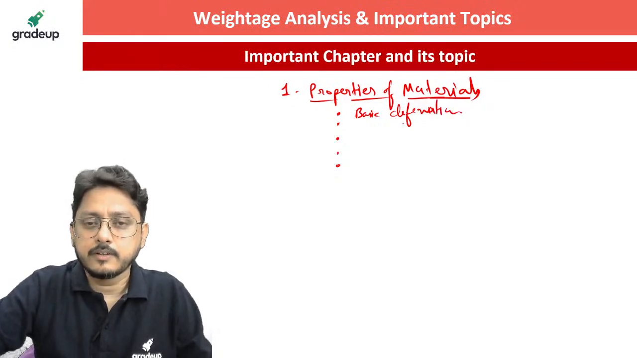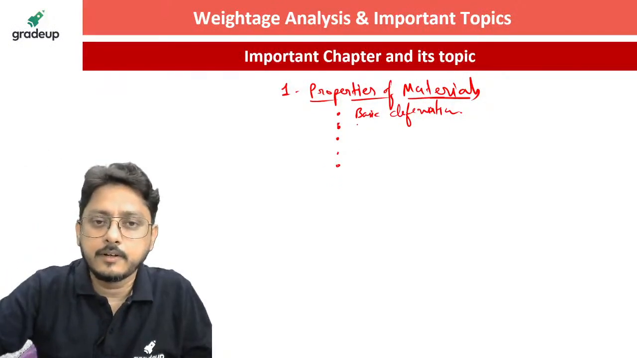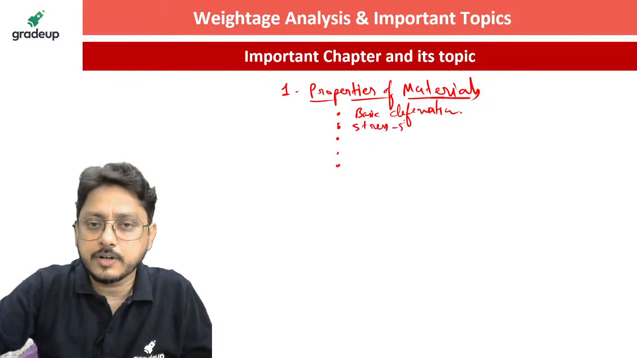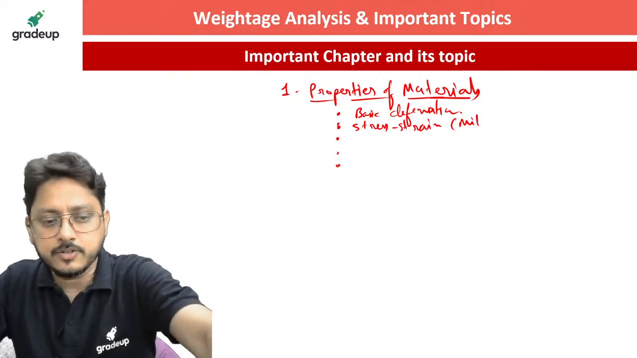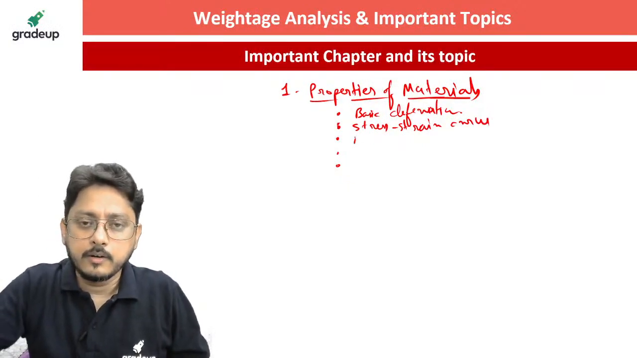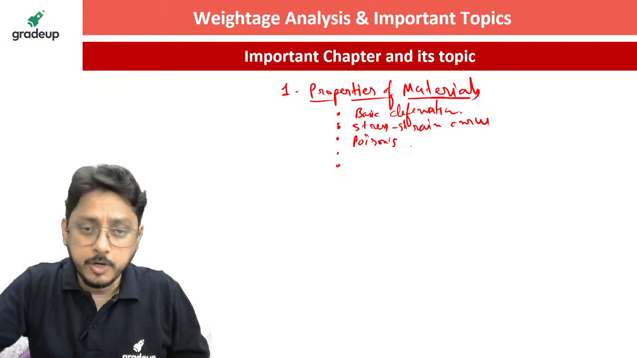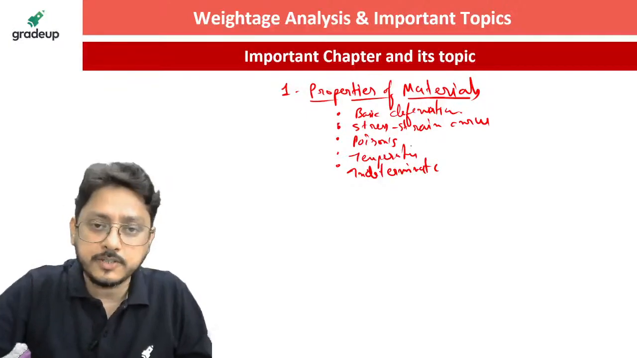Basic definitions. Then after basic definitions, what do you have to study? Before Poisson's ratio, you have to see the stress strain curve of mild steel, or I should write only stress strain curve, right? And then what? Poisson's ratio, related numericals also, and then what? Temperature stress and indeterminate bars. That's all. This is from the first chapter, and nowadays a lot of questions are coming from this, right?